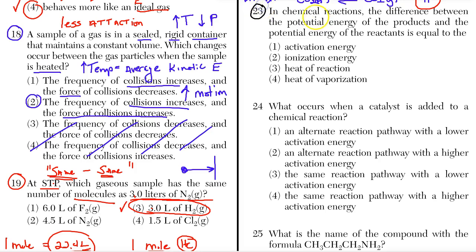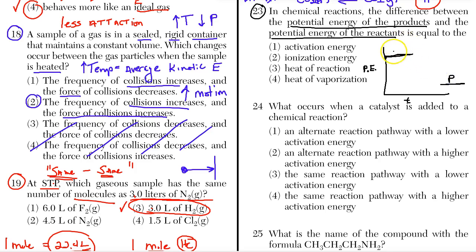Number 23. In chemical reactions, the difference between the potential energy of the products and the potential energy of the reactants is equal to. Another classic definition question, but if you remember your potential energy curves, this is potential energy. We track an exothermic or endothermic reaction. This is some kind of time coordinate. If we have an exothermic reaction, we're starting with reactants that are unstable, high energy, something that can explode, has high potential. And after the reaction's over, we wound up with products that have lower energy, they're more stable.